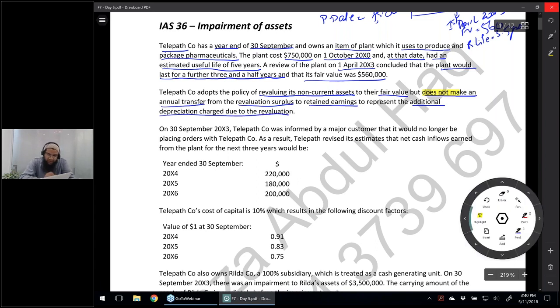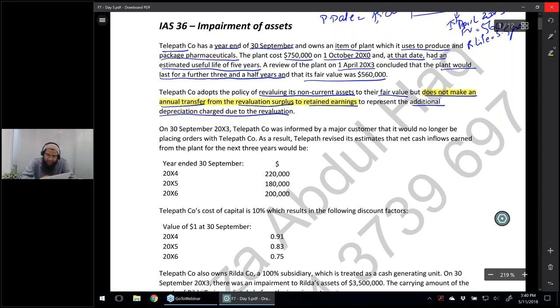On 30th September 2023, Telepath company was informed by a major customer that it would no longer be placing orders with Telepath company. As a result, Telepath revised its estimates that net cash inflows earned from the plant for the next 3 years would be 220, 180 and 200. Telepath company's cost of capital is 10%, which results in the following discount factors.